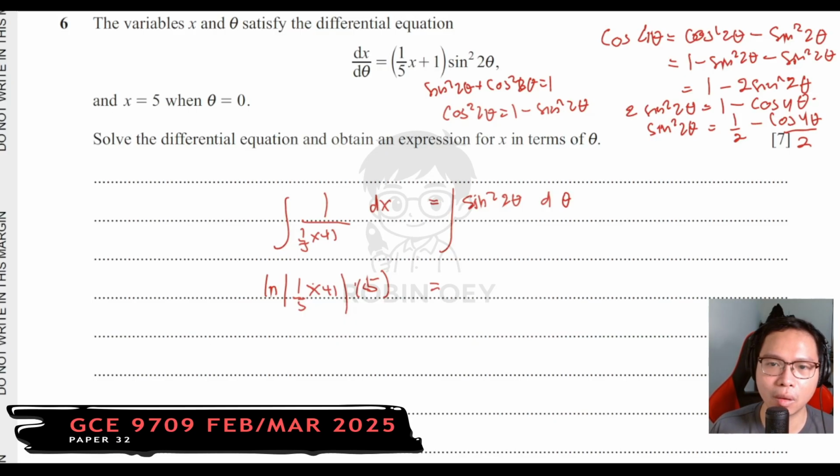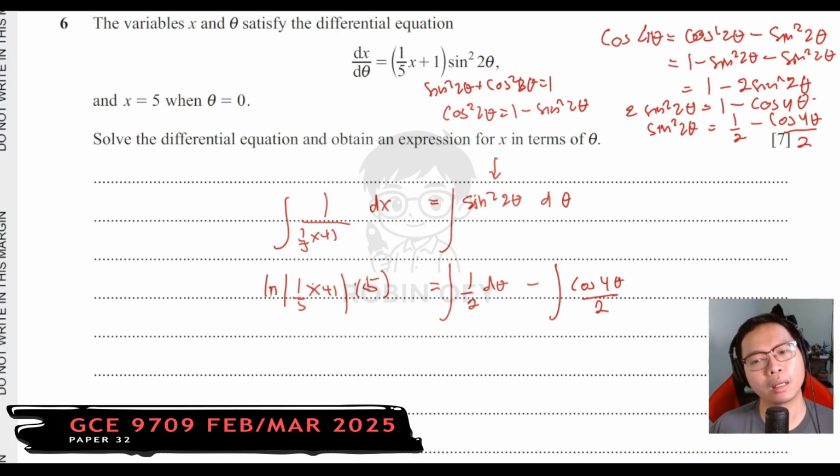So I change this whole form into the integration of half d theta minus the integration of cos 4 theta divided by 2. Again, if you meet something like this, sine square or cos square that you want to integrate, you cannot do it directly. The first thing you need to do is change it into a double angle form. Usually we will be using the cos, because cos has the form for sine square and cos square.